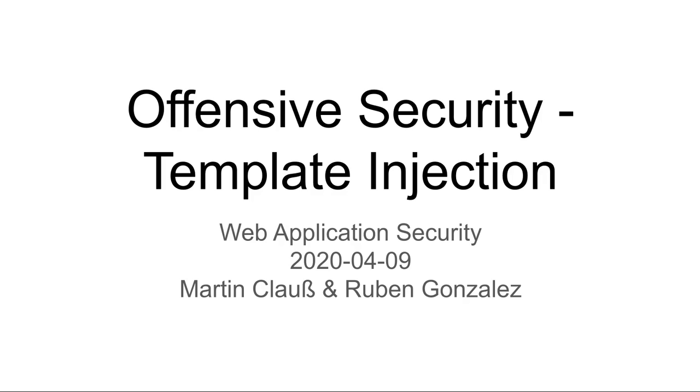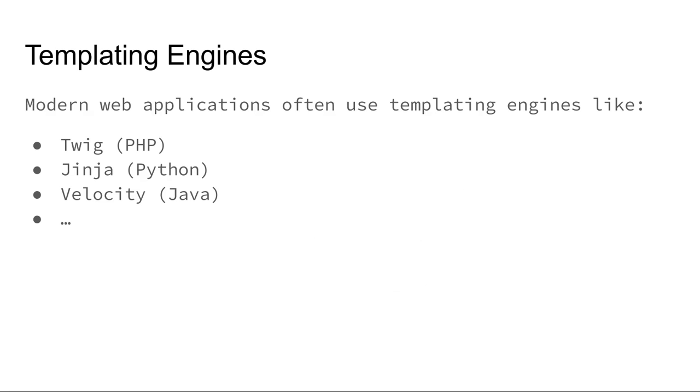The next example of code injection is even less obvious. We're going to be looking at template injections. Modern web applications usually use a templating engine. Popular ones are, for example, Twig, the PHP one, or Jinja on Python, or Velocity on Java.